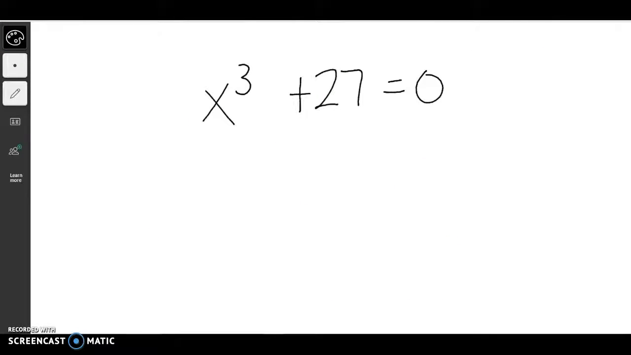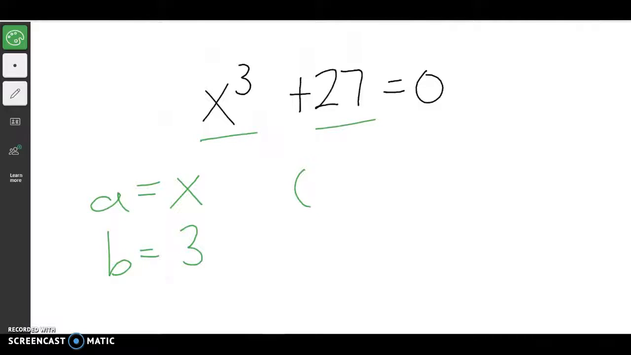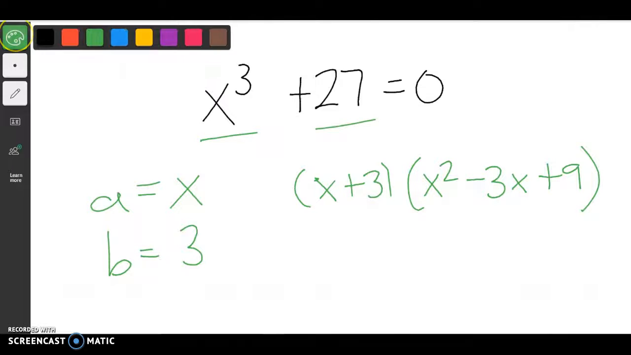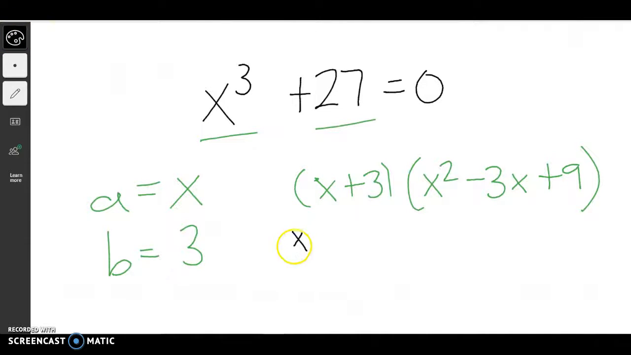Next one. This says to factor and solve. It's going to look very much like the first one because it has 2 terms. So we're going to take its cube root. Cube root of x to the third is x. The cube root of 27 is 3. Then we put it into the nice fancy formula, which would be x plus 3, x squared minus 3x plus 9. Now that it's said to solve, we need to set both sides equal to 0.